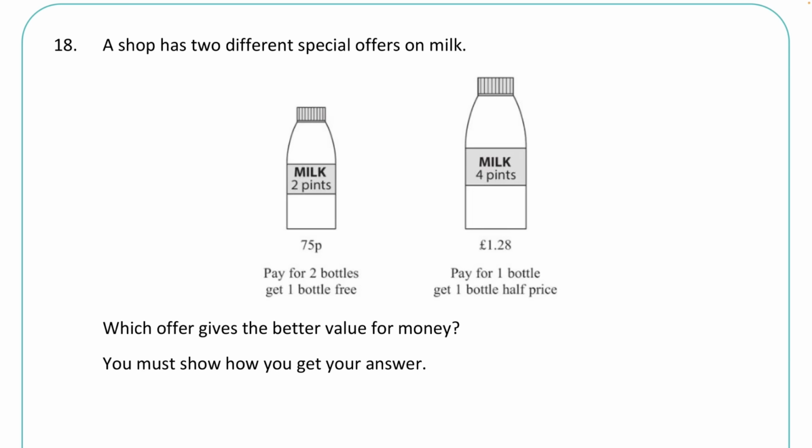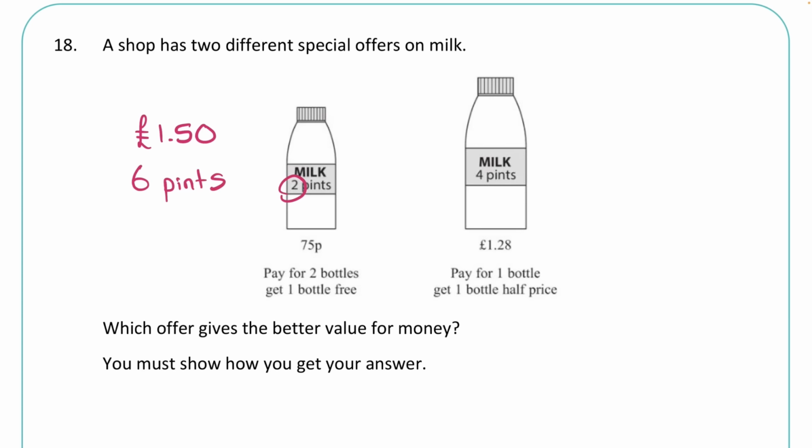So if we pay for 2 bottles, that would cost us £1.50, 2 lots of 75p. But we get 1 bottle free. So instead of the 2 pints, if we get 2 that we've paid for and 1 for free, then we get 6 pints. So we get £1.50 and we get 6 pints of milk. So that's the first offer.